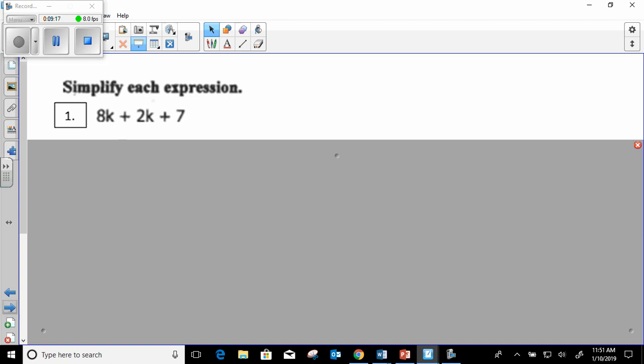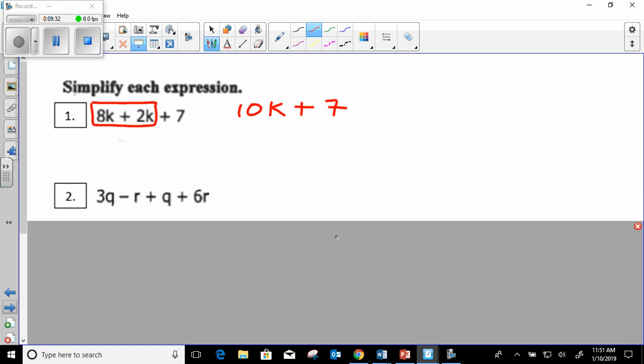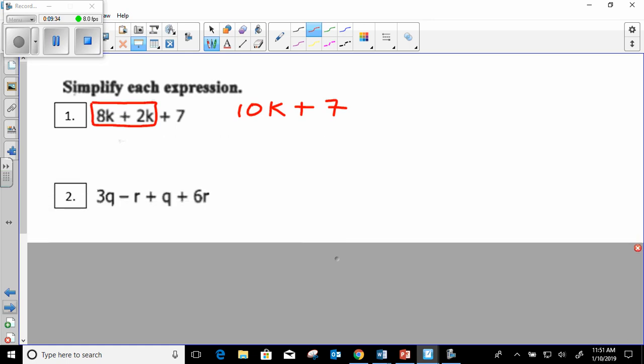All right, now let's just try a few. So 8K plus a 2K, those are like terms, so you could actually just put a box around that. So that would equal 10K plus 7. Number 2. I have a Q here, 3Q. You could put a 1 in front of this Q, so that would be 1Q. So a 3Q plus a 1Q would equal a 4Q.